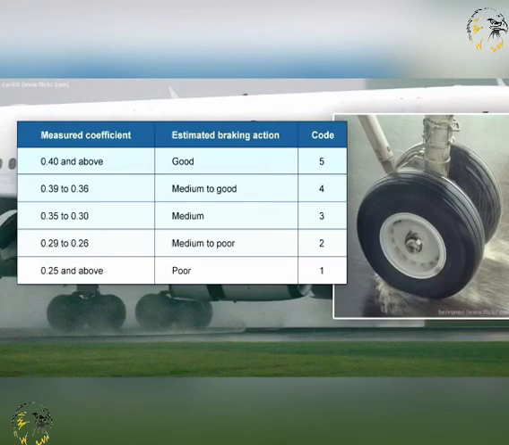Promulgation is mainly by SNOWTAM, which was examined under Aeronautical Information Services. This brings to a conclusion our examination of runway contamination and braking action.